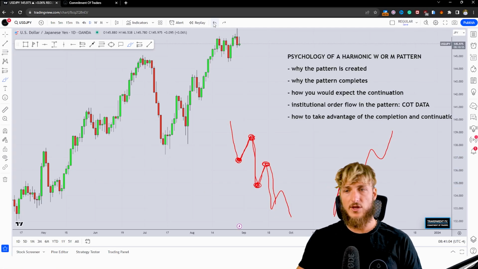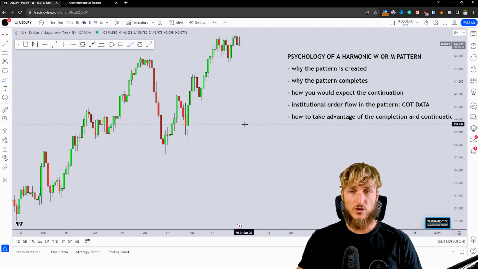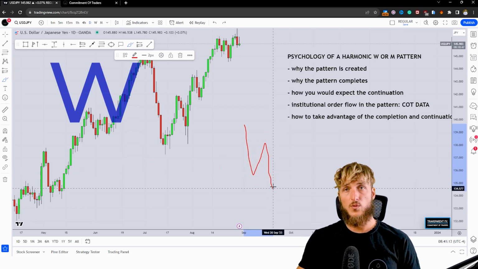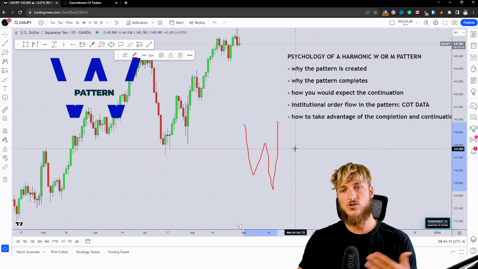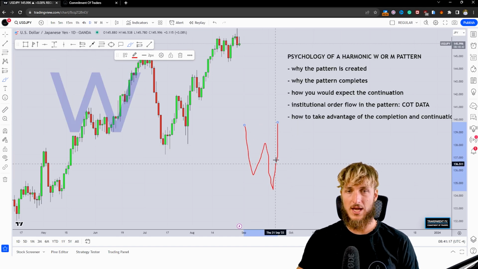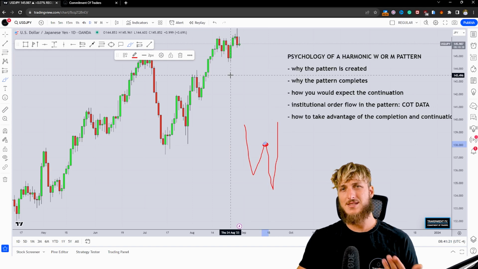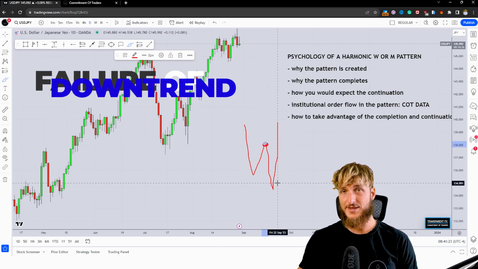Now, when you have the creation of a W formation, what actually happened is that when you had the impulse and correction, instead of the market continuing lower, we have a move to the upside, right? That is what creates a W formation, and the move to the upside breaks above the previous high. So it is essentially a failure of a downtrend.